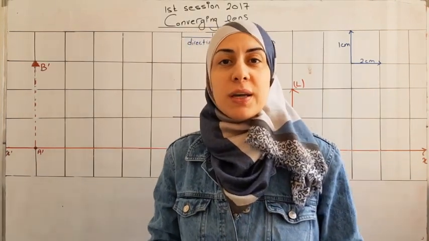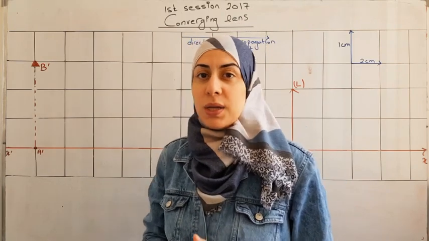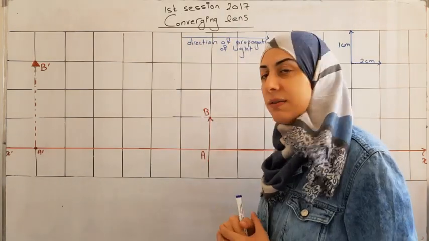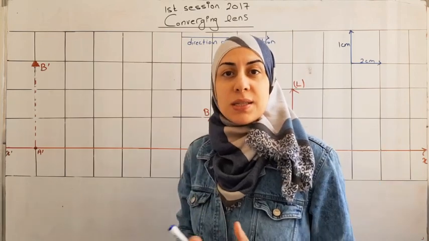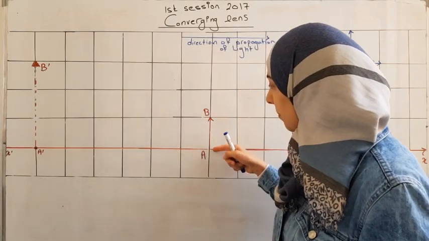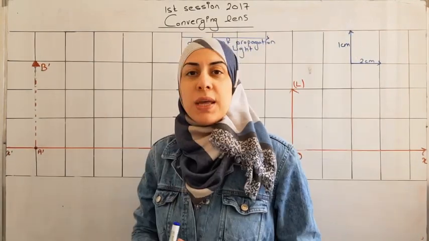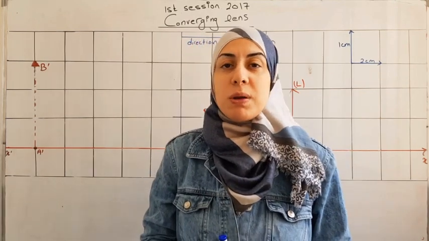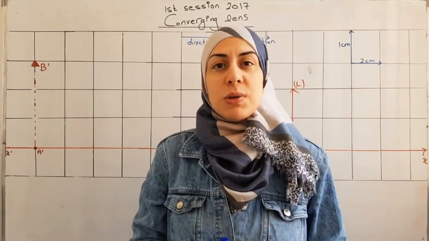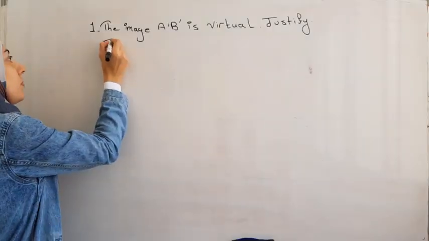Another way to justify that A prime B prime is virtual is by saying that it's erect relative to AB. And erect means that it's not inverted. So B is above A and B prime is above A prime. So A prime B prime is virtual because a real image is always inverted.